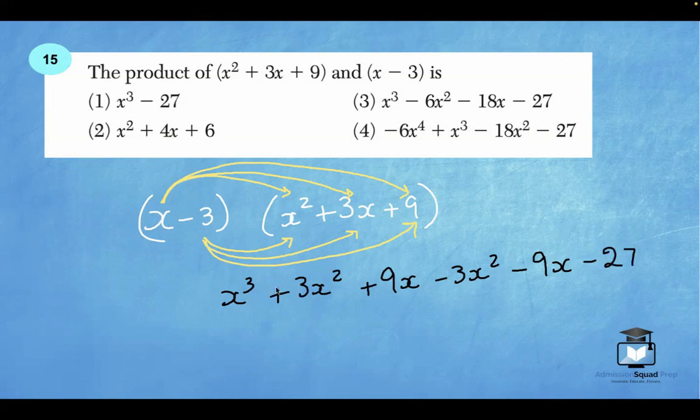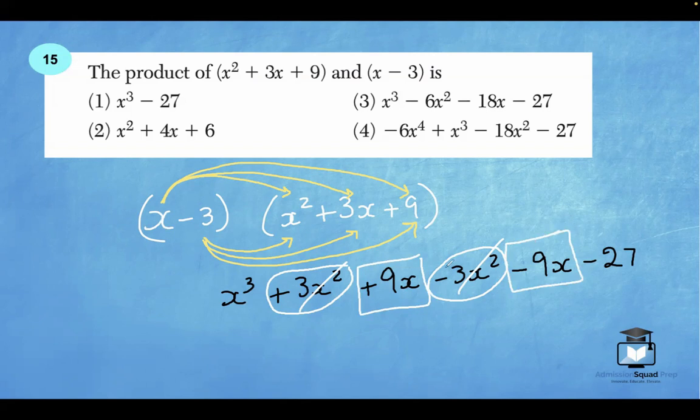So notice there are no other x cubed terms, so we're going to leave that alone. The 3x squared is a like term with -3x squared, but guess what? 3 minus 3 is 0, so these terms will cancel out. And then 9x is a like term with -9x. Again, these two will cancel out. 9 minus 9 is 0. So we are left with x cubed minus 27 as our final answer. Therefore, answer choice 1 is the correct answer.